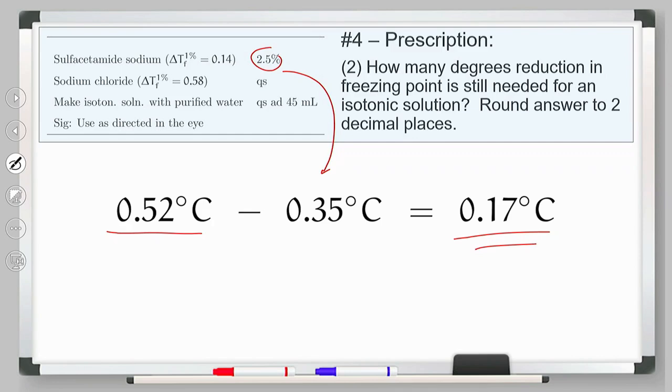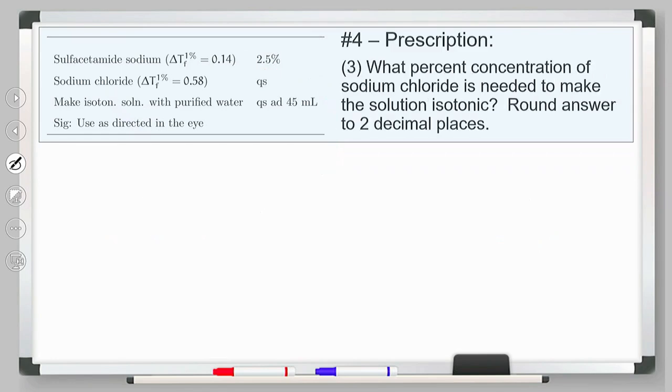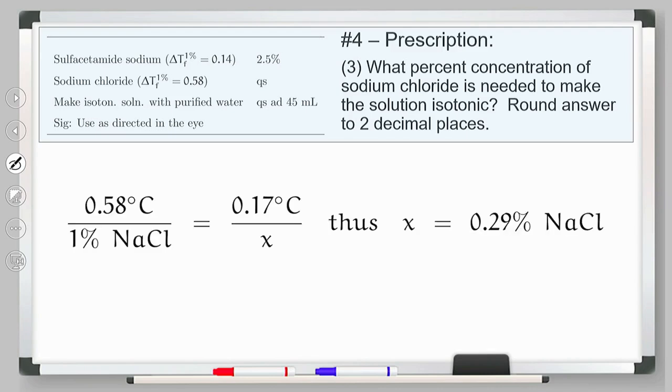How are we going to get it? Who are we going to call? Not Ghostbusters. We're calling sodium chloride to the rescue. We can use sodium chloride to get us the rest of the freezing point depression we still need. So the question then is, what concentration of sodium chloride would I need to get the amount of freezing point depression I still need to get?